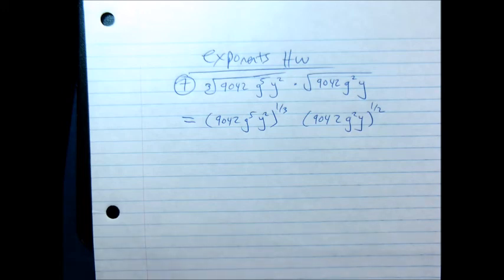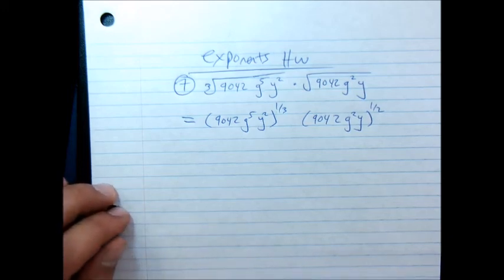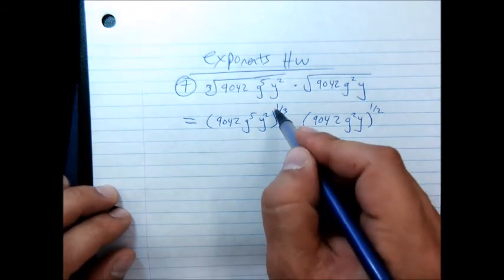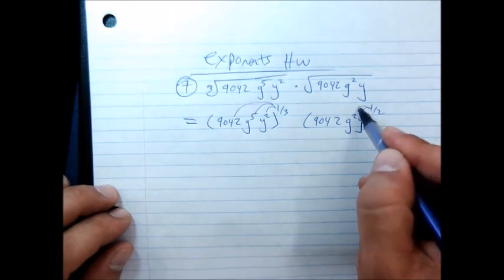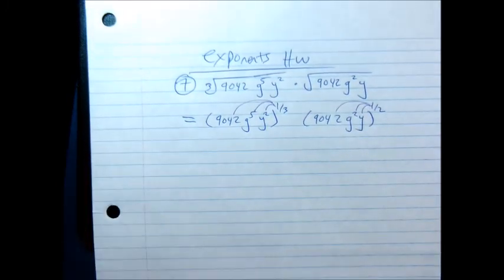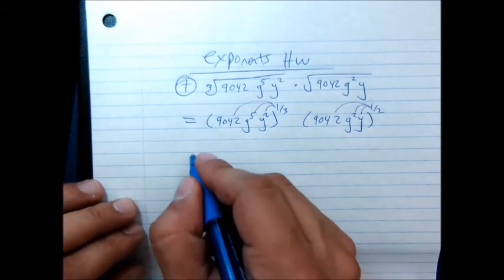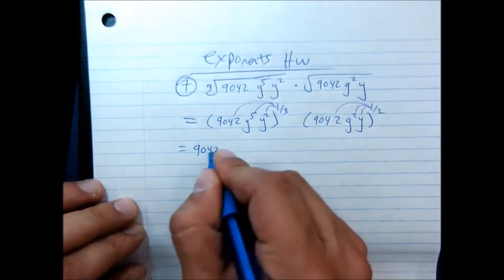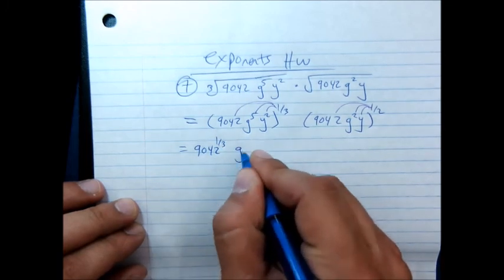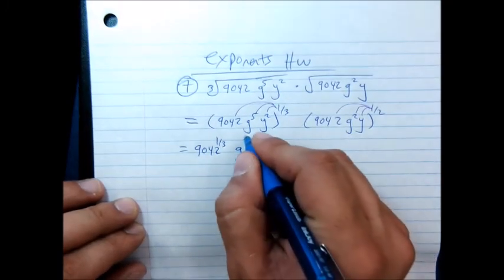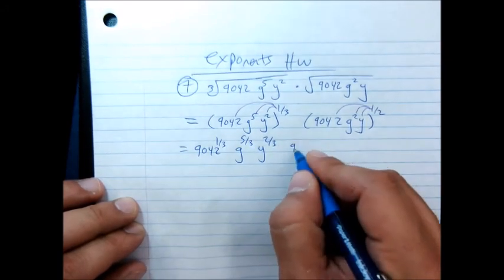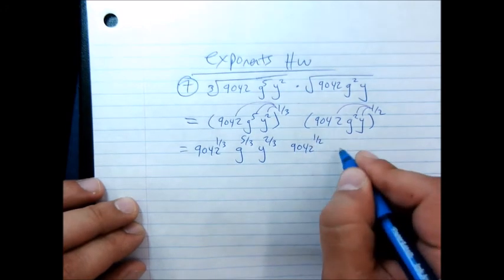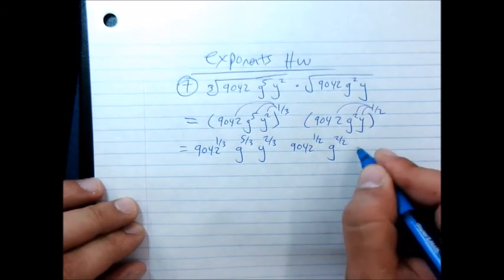So we'll keep going just a little bit with this. At this point we want to distribute the exponents. We take the 1/3 and we send it through like that, and we will end up with the following. We'll get 9042 raised to the 1/3, g to the 5/3, and y to the 2/3. And then we'll get 9042 to the 1/2, g to the 2/2, y to the 1/2.